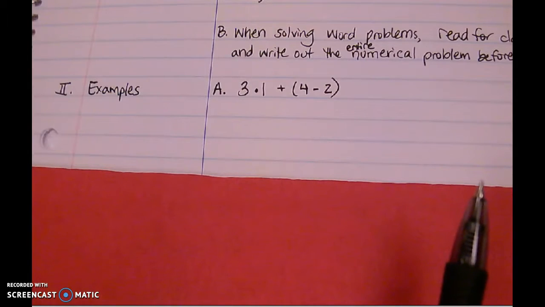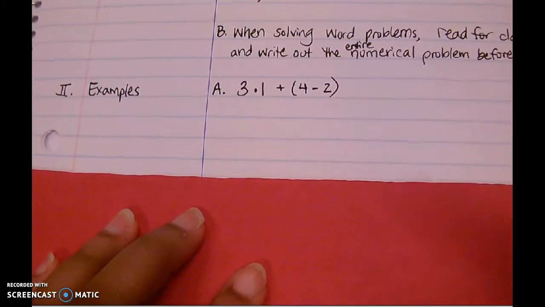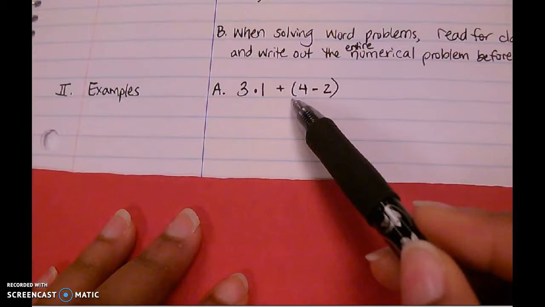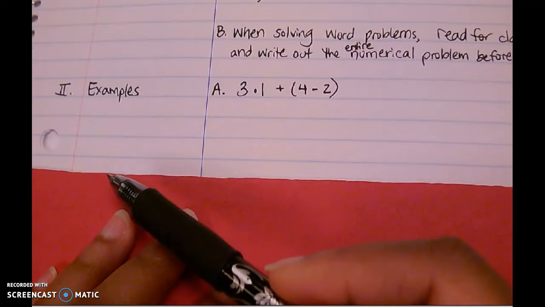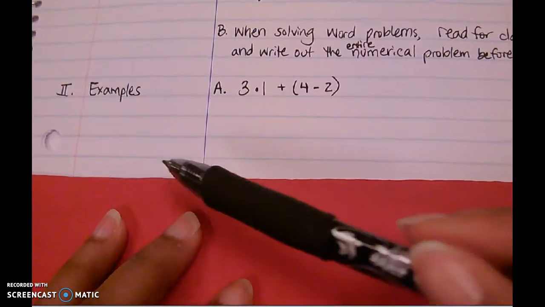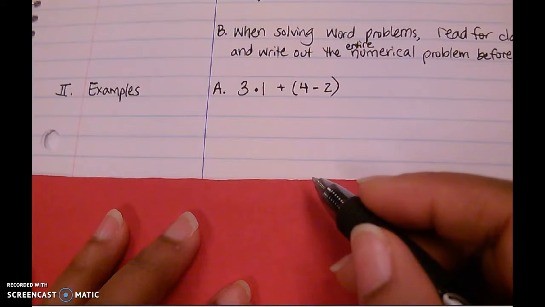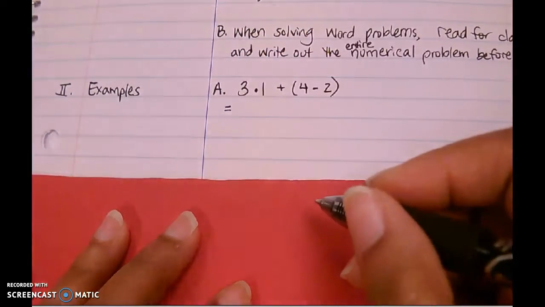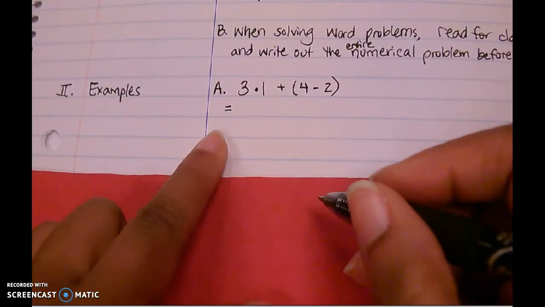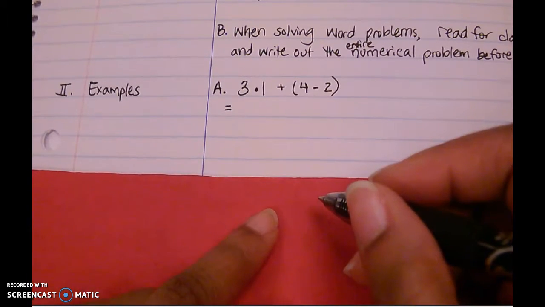Now that we've got our notes pretty much down packed, let's jump into some examples. So for the first example, we see that we have 3 times 1 plus, in parentheses, 4 minus 2. So following my order of operation notes, I'm going to start by solving what's in the parentheses. Please pay attention to how I work this problem out. I'm going to start by writing my equal sign, and I'm going to make sure that the equal sign remains lined up as I solve the problem.